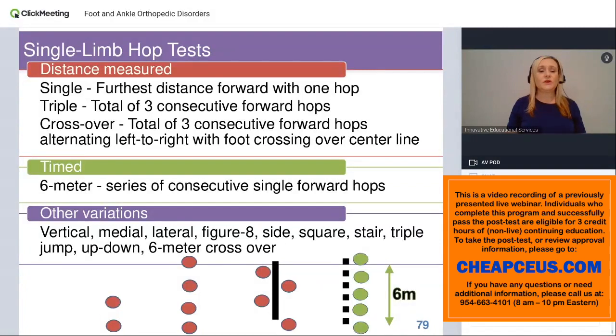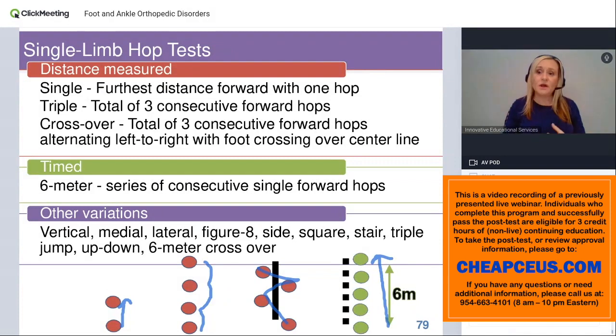And then lastly, looking at our single limb hopping tests. These are important. We're going to compare it to the contralateral side for the individual. We have the individual single limb just do that one hop forward, see how far they're able to go, triple hop, see how far they're able to get, and then the diagonal hopping. So those are all distance measures versus our timed measure, 6 meters. How long does it take for them to do a series of forward hops in order to achieve that?